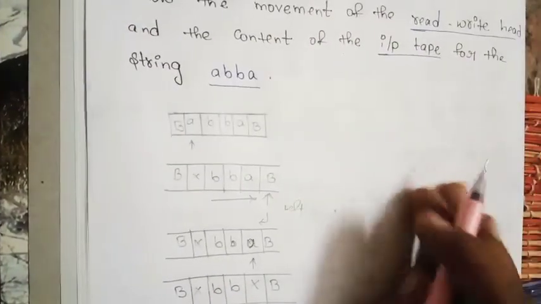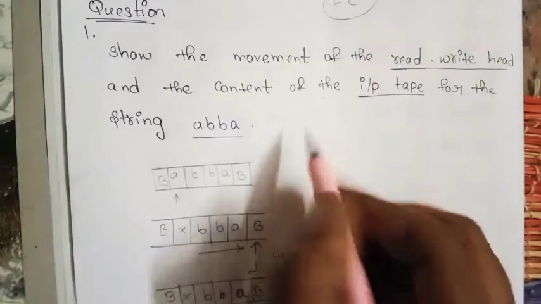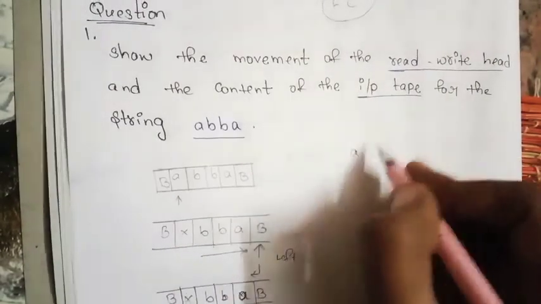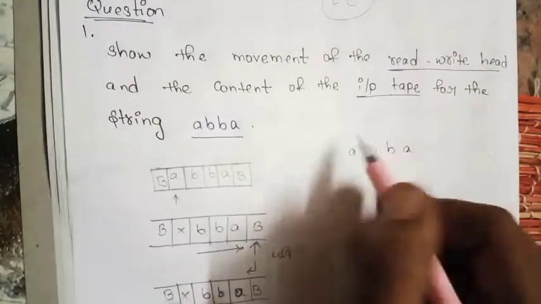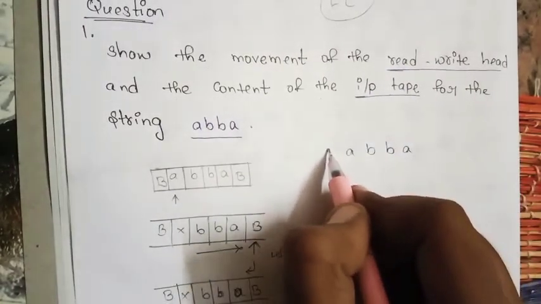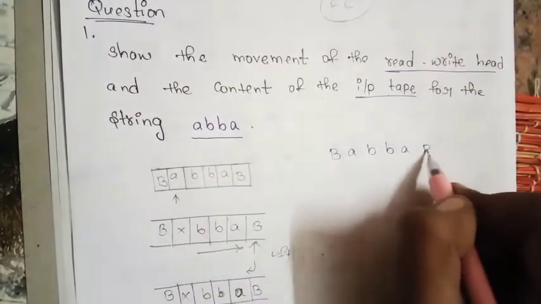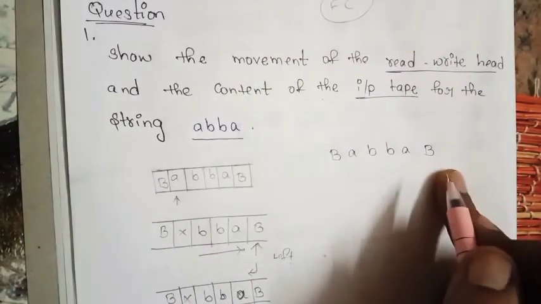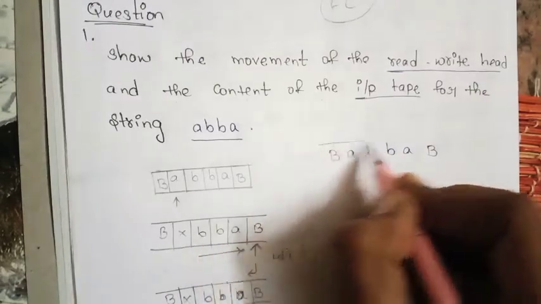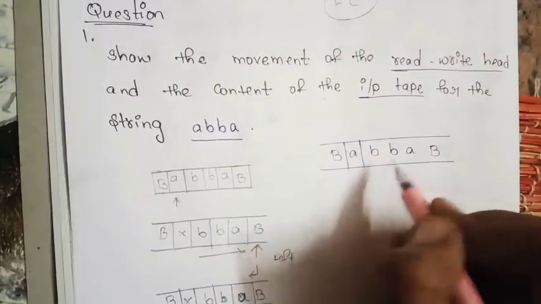First of all, I have done it here clearly, but I will say here, just write the input string ABBA and add as many blank symbols as you want. I am just using one blank symbol at the right side and one blank symbol at the left side. See guys, this is the input tape.